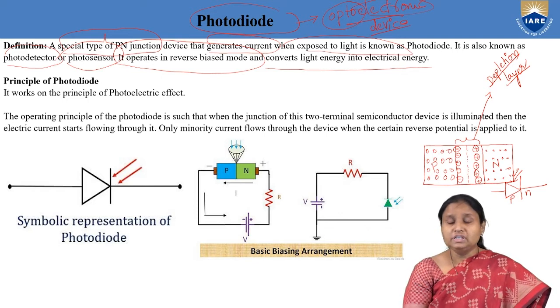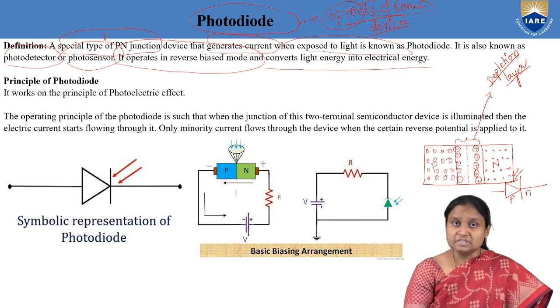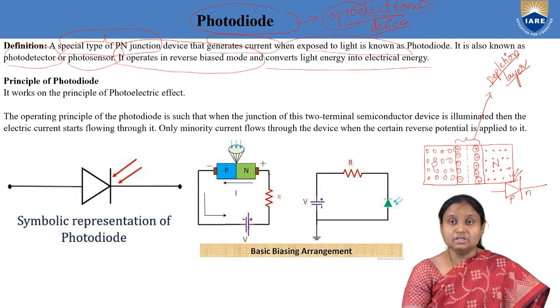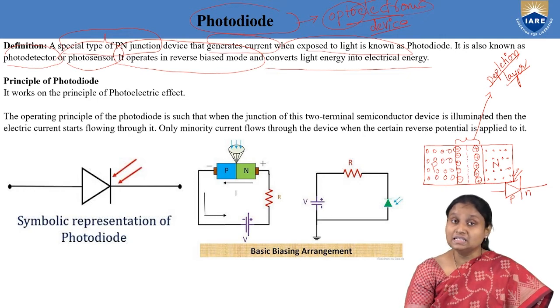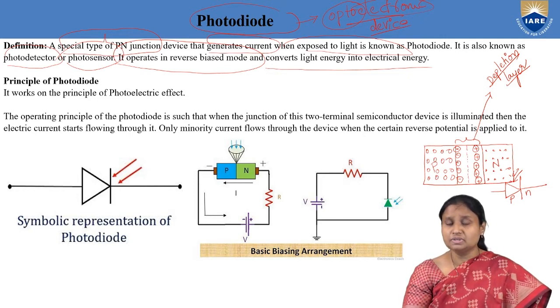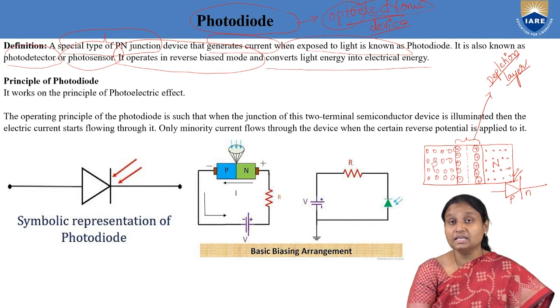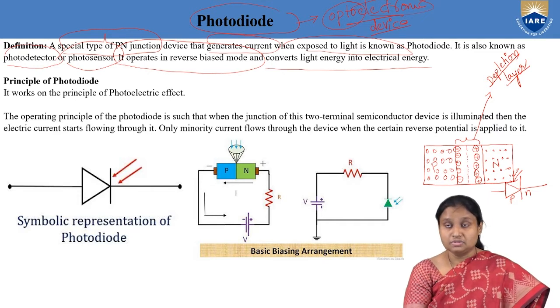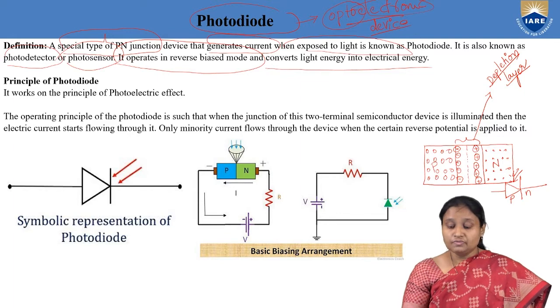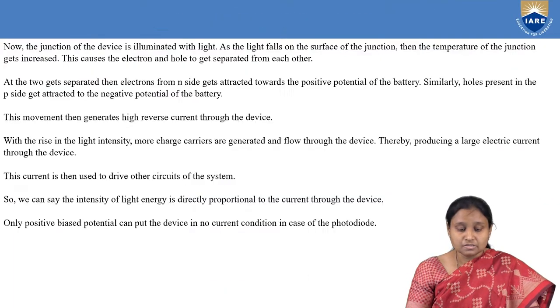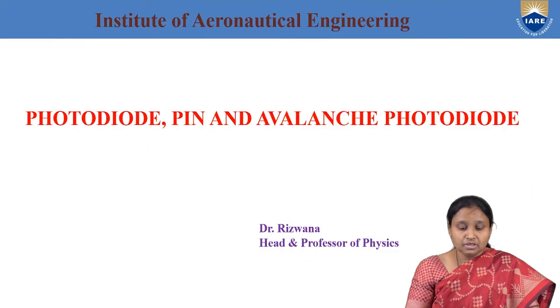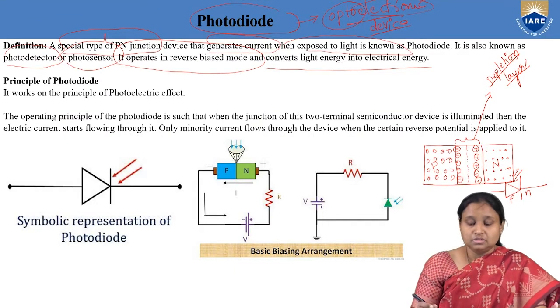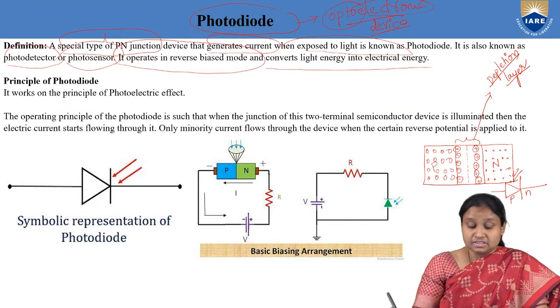Before going into detail about the principle of this photodiode, first we'll try to understand what exactly a reverse bias diode is, and we'll recollect the VI characteristics of a normal junction diode.